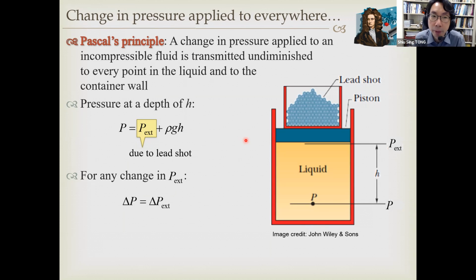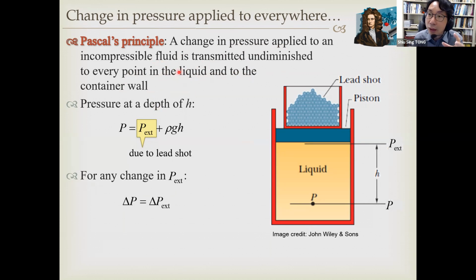Now that's Pascal's principle. Pascal's principle says that a change in pressure applied to an incompressible fluid is transmitted undiminished to every point in the fluid and to the container wall. Of course, a balloon is not a very good example because air is actually compressible. Maybe that is not a perfect example, but you actually feel the pressure transmitted from one side of the balloon to the other side, to all parts of the balloon, right?